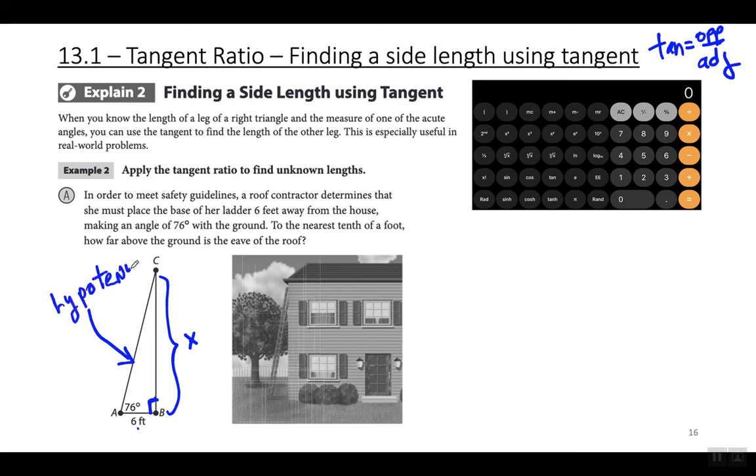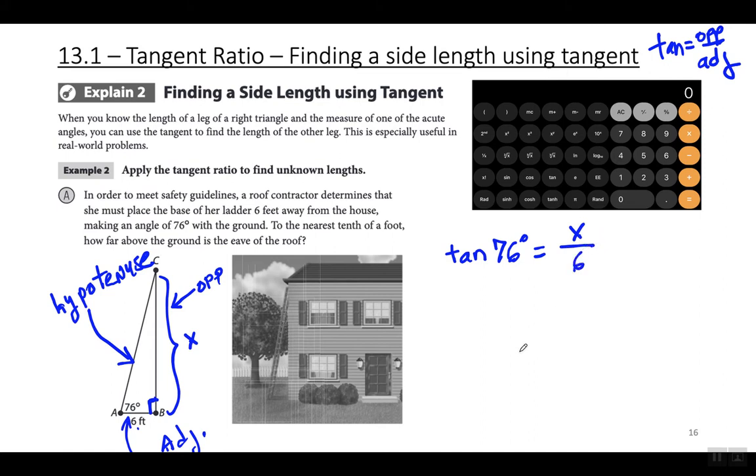We're not going to use it in our calculations, but I'm just pointing it out to tell you how I could label which side is the opposite and which side is the adjacent. This side, from the point of view of angle A, is the opposite, and this side right here is the adjacent. All right. So look how I'm going to set up my equation. The tangent of 76 degrees equals x, which is the opposite side, divided by 6, which is the adjacent side.